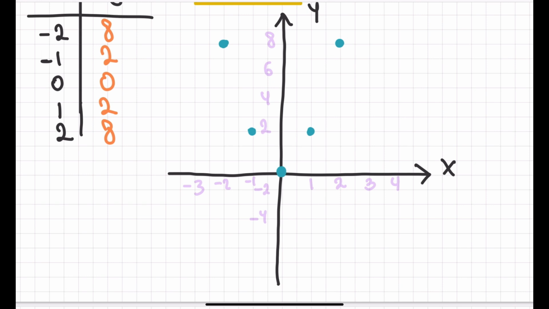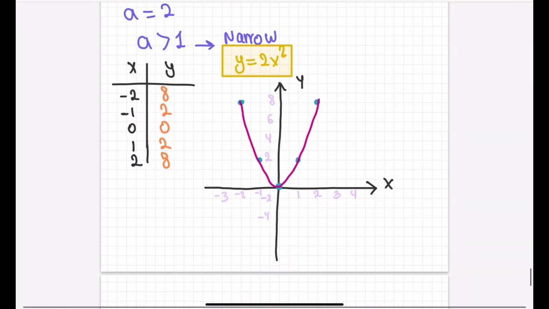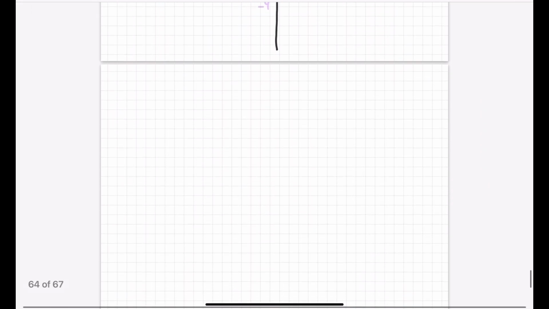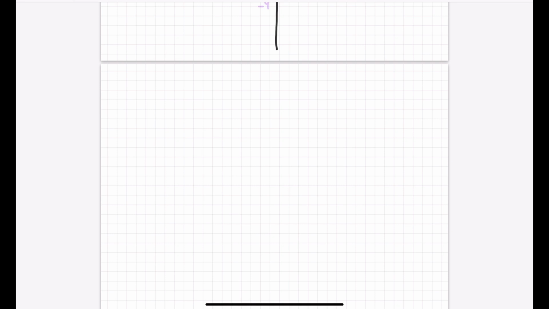Okay, so let's connect the dots together and see, it's correct. When a is greater than 1, you see your parabola looks narrower. It looks narrow. Okay? So this is the part that you need to understand. Now we're going to move into the next subject about the k.